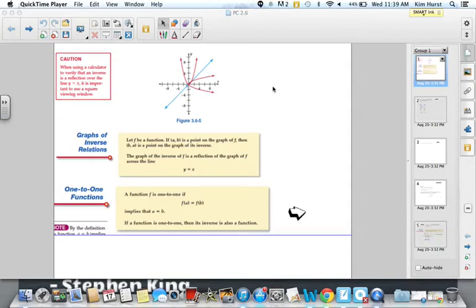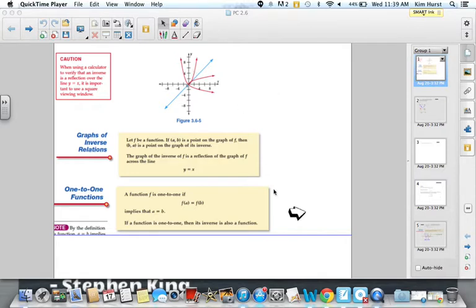Title page. The objective of this lesson is to learn how to do function inverses. All right. Here's the thing: not all functions have inverses. Well, I shouldn't say that. All functions have inverses, but not all functions have inverses that are functions. And that's an important note to make.